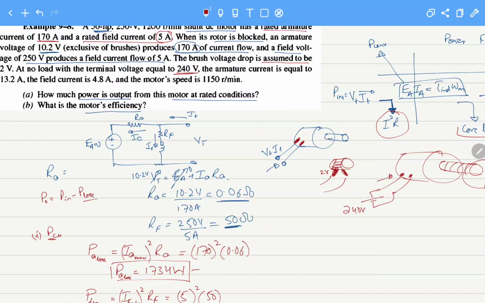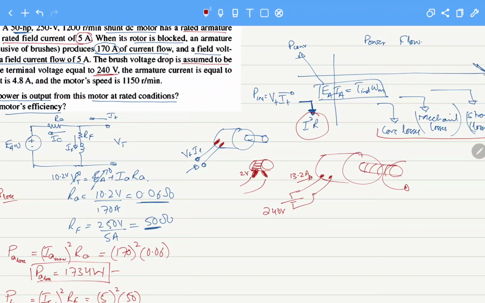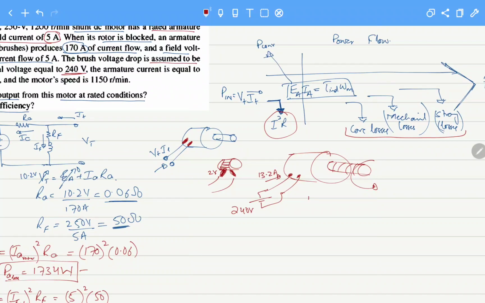Despite there being no load connected to the motor, this motor is drawing a current of 13.2 amperes. So why is it drawing that much current when the motor has no load connected to it? Actually, this current absorbed by the motor is to overcome its rotational mechanical losses and also the core losses that exist in its core due to eddy current and hysteresis losses.